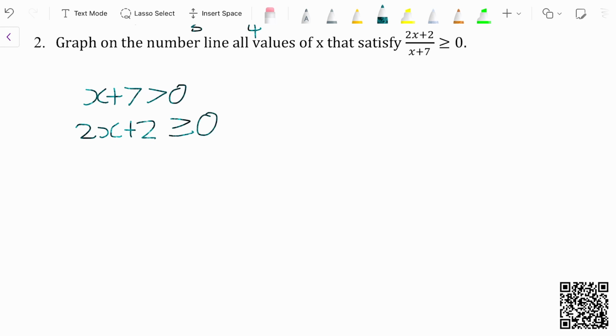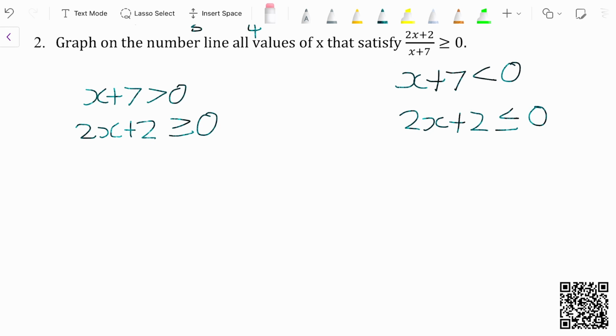But on the other hand, if x plus 7 is less than 0, then 2x plus 2 has to be less than or equal to 0. Or else it's not going to be equivalent anymore. Or not really equivalent, but the expression won't work anymore. So that means that there are actually 2 ways of solving this problem, and there are 2 different answers.